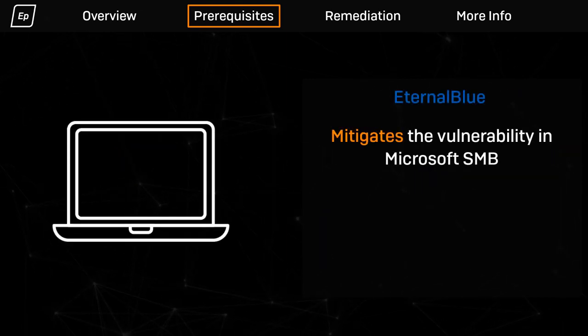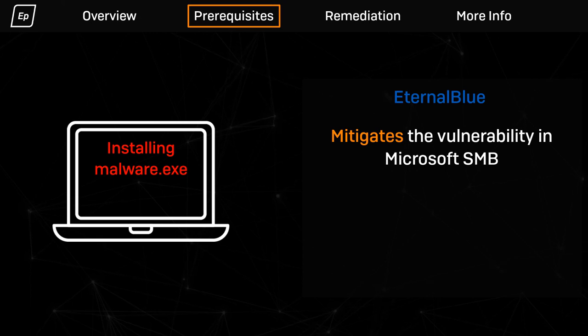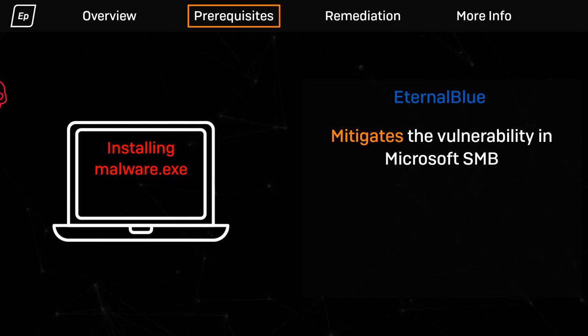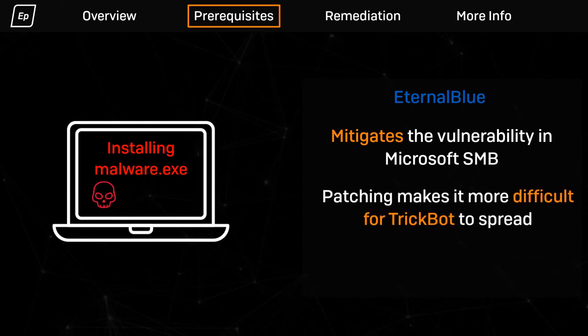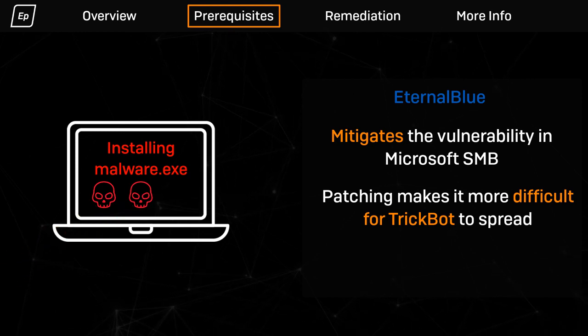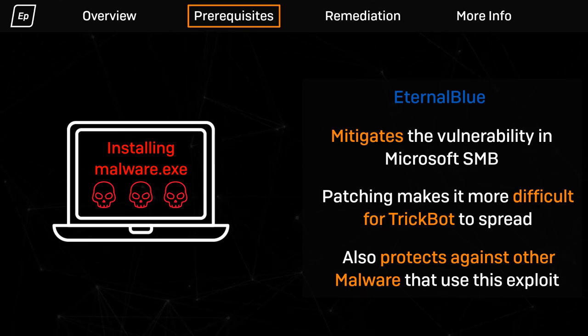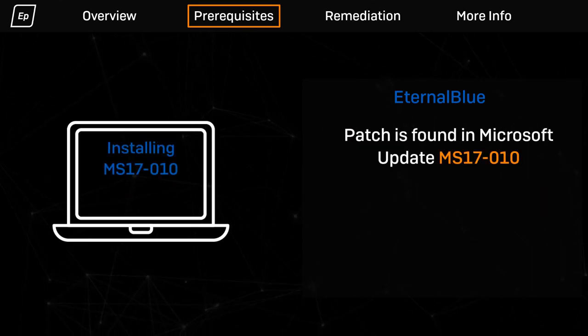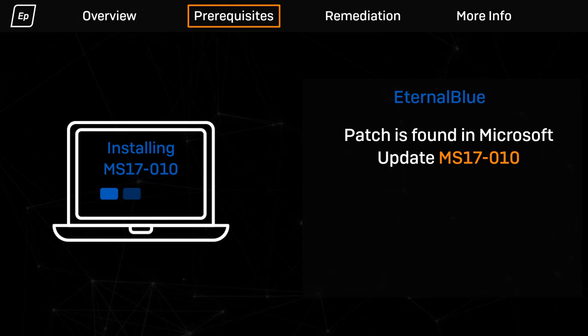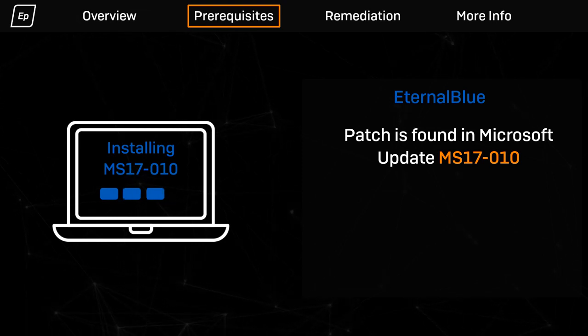This mitigates an exploit that leverages a vulnerability in Microsoft SMB. While this is not the only method TrickBot uses to spread, patching machines and removing this option makes it harder for TrickBot and protects against other malware that uses this exploit. This patch is in the Microsoft Update MS17-010.